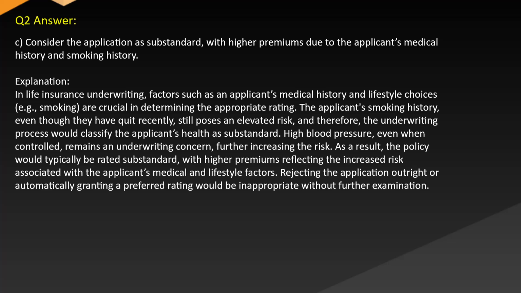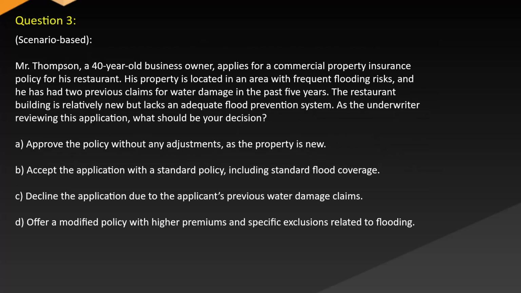High blood pressure, even when controlled, remains an underwriting concern, further increasing the risk. As a result, the policy would typically be rated substandard, with higher premiums reflecting the increased risk associated with the applicant's medical and lifestyle factors. Rejecting the application outright or automatically granting preferred rating would be inappropriate without further examination. Question 3, scenario-based. Mr. Thompson, a 40-year-old business owner, applies for a commercial property insurance policy for his restaurant.